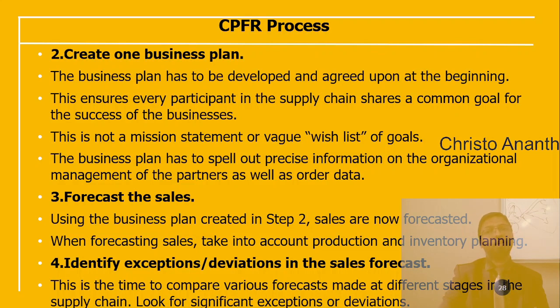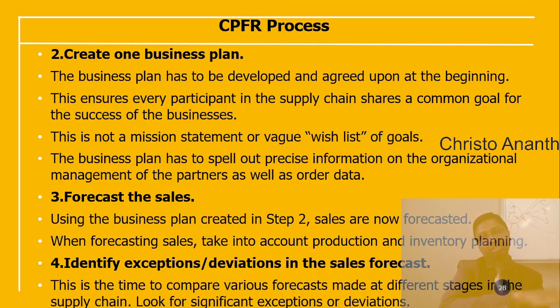The business plan, you have to develop it and agree on it in the beginning itself, which means that every participant in the supply chain will have a common objective. It's not a mission statement or a wish list of goals, but it has to have more precise information on the organizational management of the partners as well as order data. Then forecasting the sales: using the business plan you have developed, you are going to forecast the sales. When you forecast, you have to take into account production and of course inventory planning. And finally, identifying the exceptions or deviations in the sales forecast.